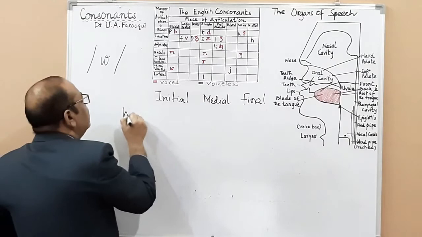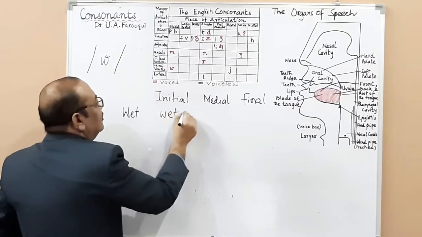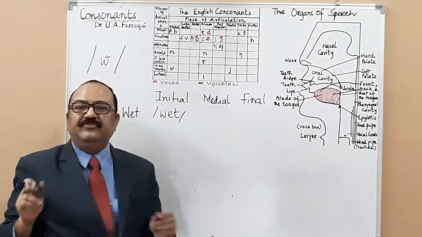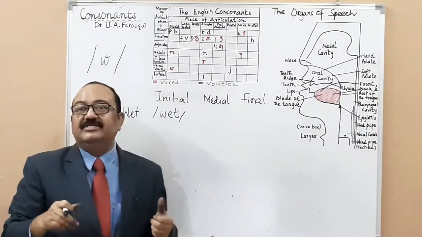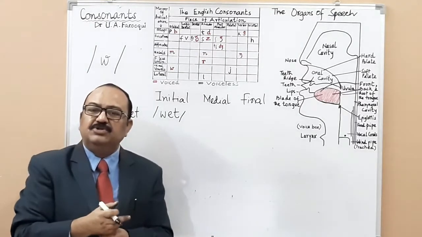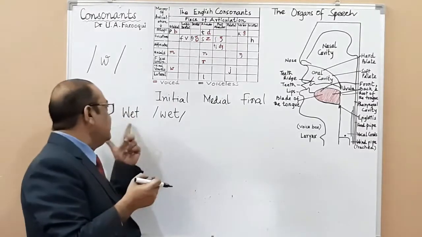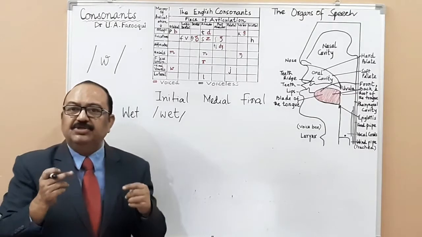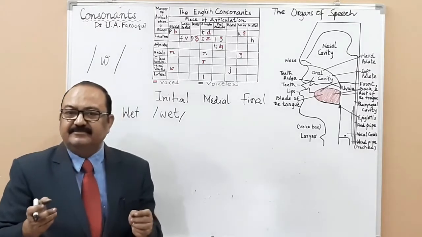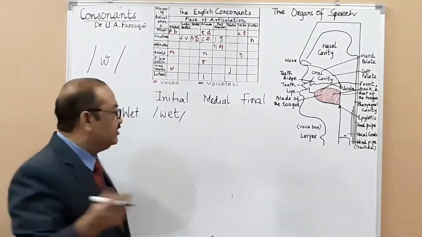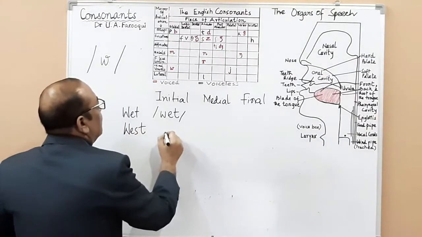Say wet. So the same way you write, but the only difference is what do you do when you pronounce a word with wa sound and va sound? What's the difference? Tell me. I have told you this earlier, that when you pronounce a word with wa sound, you round your lips. Wet. Or say west. Okay, I can write west here.